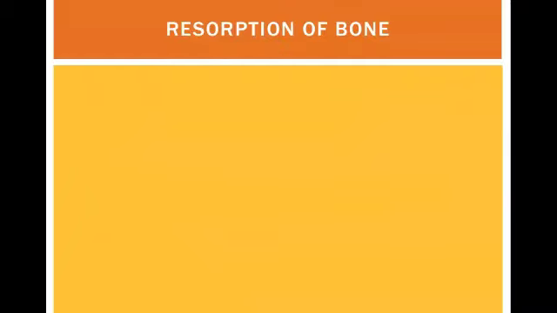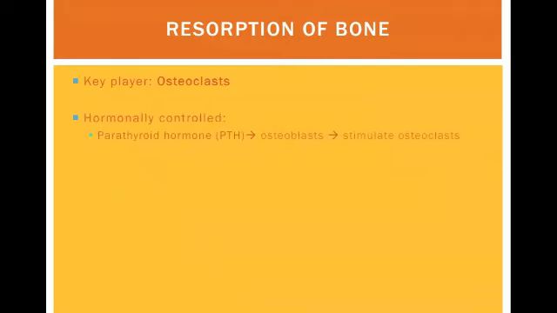Now that we've talked about how bone is mineralized, we'll now discuss how it's broken down or resorbed. Bone resorption requires the use of osteoclasts. In order for an osteoclast to be stimulated to resorb, it will receive a signal from osteoblasts to do so. The osteoblast also will receive a signal from the parathyroid hormone that was secreted by the principal or the chief cells of the parathyroid gland.